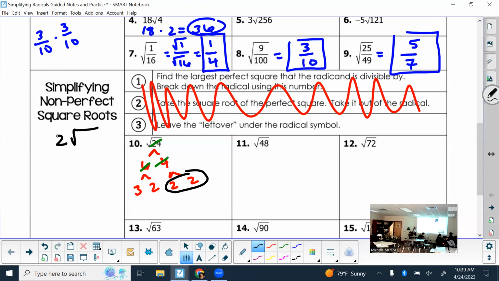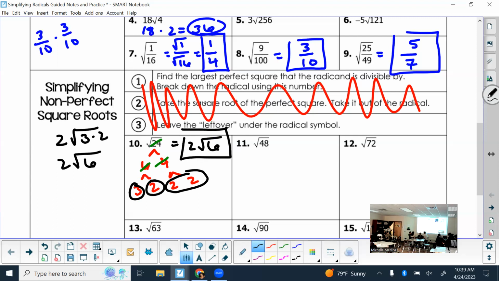Do I have any prime numbers left over? 3 and 2. If I have multiple pairs, I would multiply them together. If I have multiple numbers left over, I would multiply them together. That's 3 times 2. So my simplified radical for the square root of 24 is 2 radical 6, or 2 times the square root of 6. But those are equivalent. Questions on that?